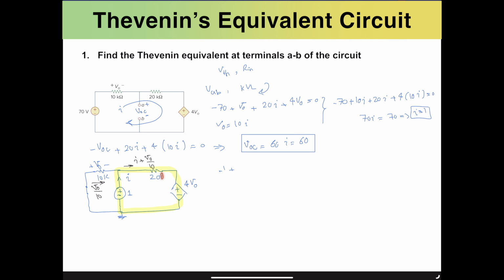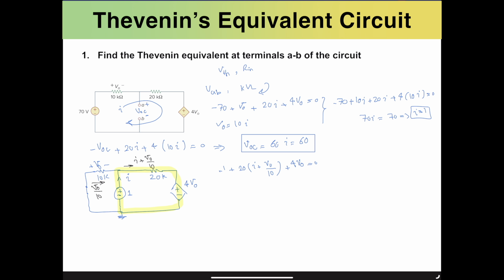from 20K. So from the 20K on the right side, a current of I plus VO divided by 10 is going to pass through 20K. So 20 times I plus VO divided by 10. Then I hit a dependent voltage source plus 4VO, which equals 0. So that is my first equation, that I have two unknown variables of I and VO, indeed.